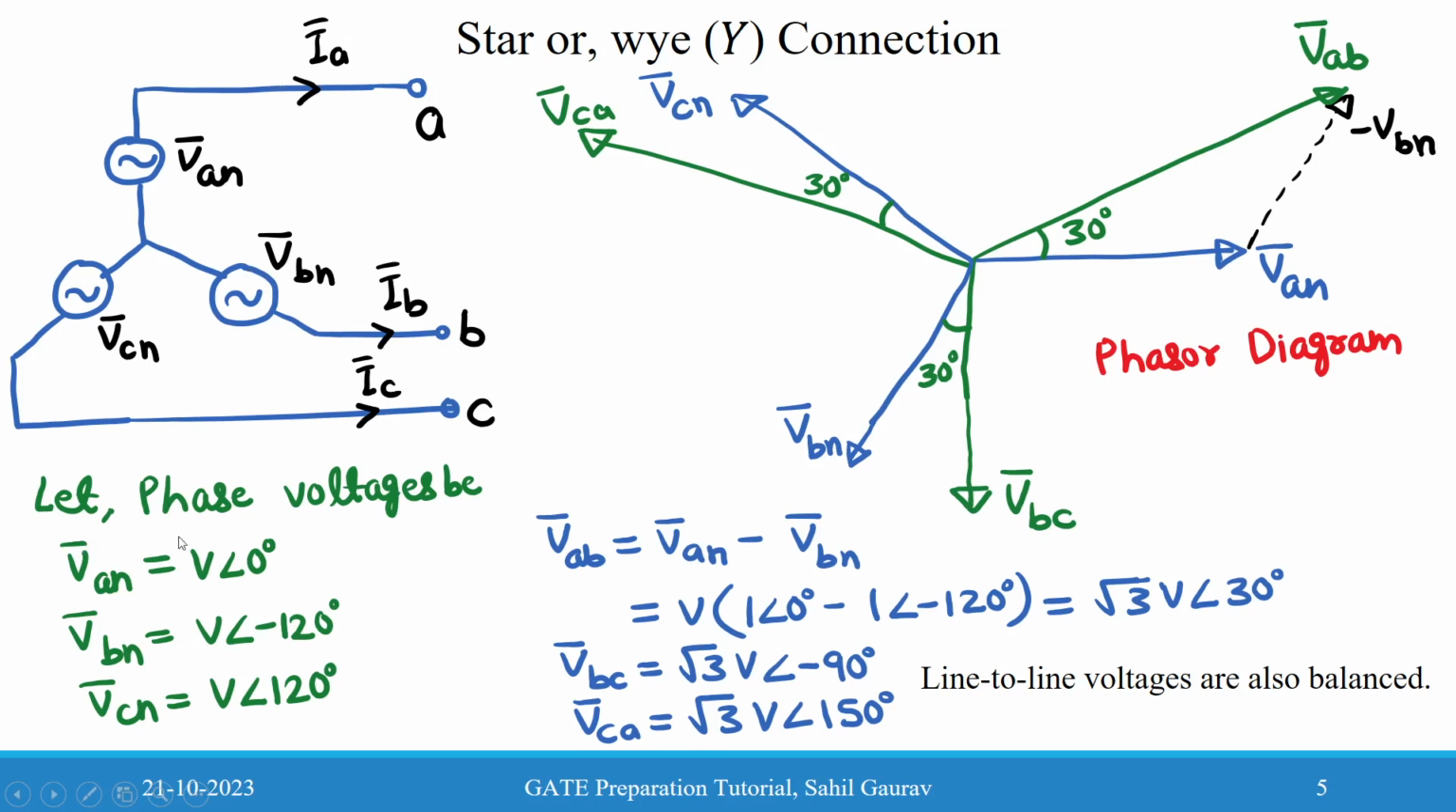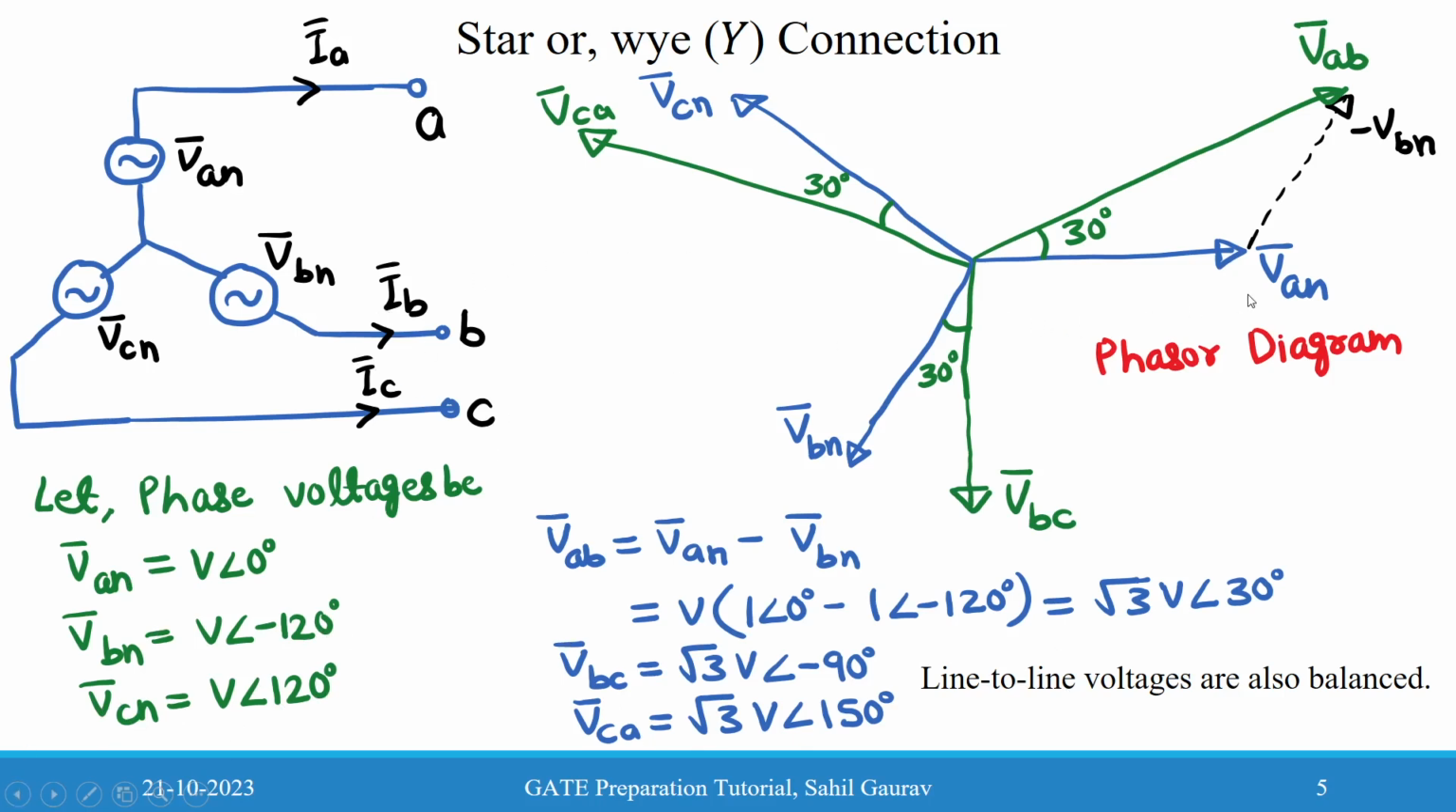First we assume the phase voltage VAN is equal to V at an angle of 0 degrees. VBN has the same magnitude V but is displaced by 120 degrees. We have assumed the phase sequence ABC, so VBN will be lagging VAN by 120 degrees and VCN will be leading VAN by 120 degrees.